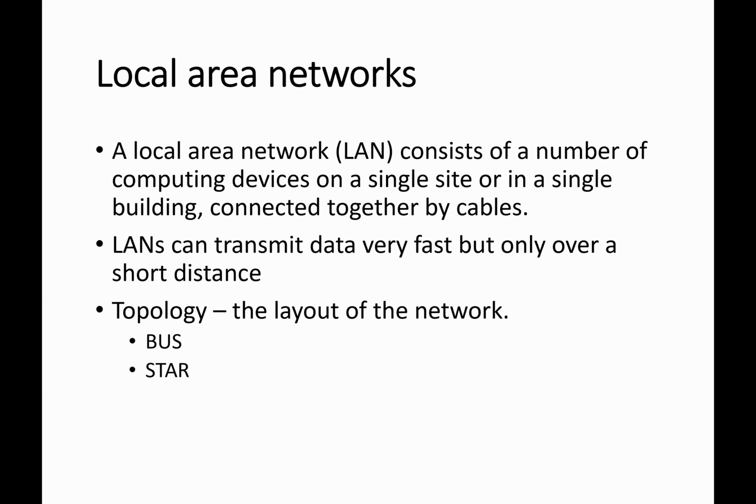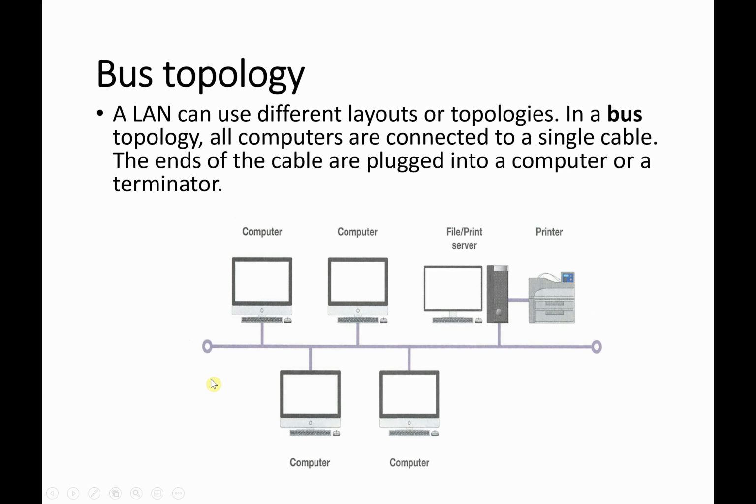Now, local area networks first off. A local area network consists of a number of computing devices within a single site or a single building. So LAN as opposed to a WAN, which is a wide area network. They transmit data very fast, but only over a shortish distance. The two we're going to look at are bus and star. Now the bus topology, that's the first one.